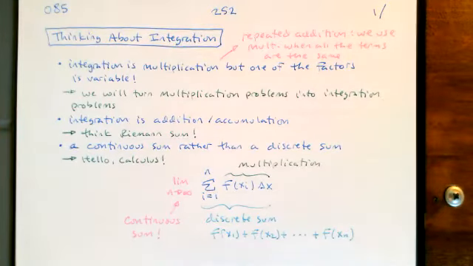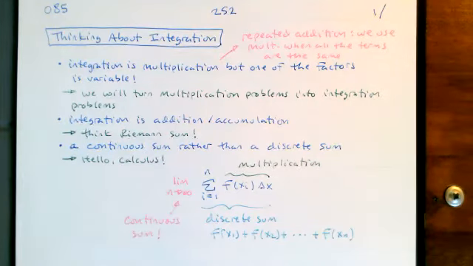So there's the multiplication from the first bullet point. Integration is multiplication, but one of the factors is variable. The other way we want to think about this is that if everything is constant, then we get to multiply. But if one of our factors is variable, then we have to integrate. We have to switch over to integrate.